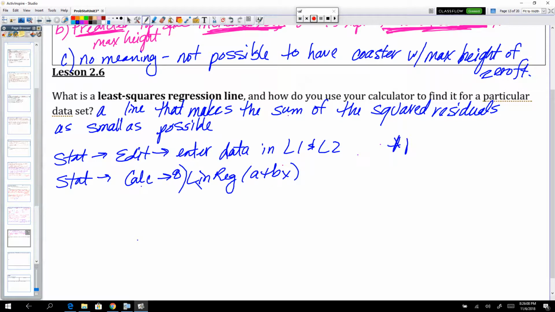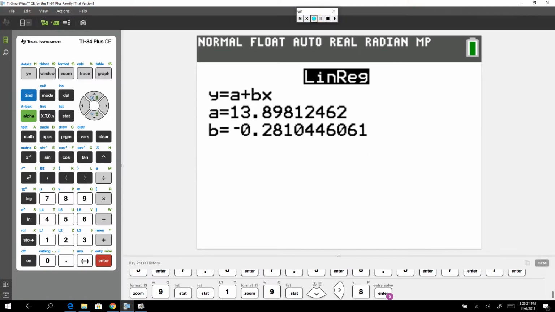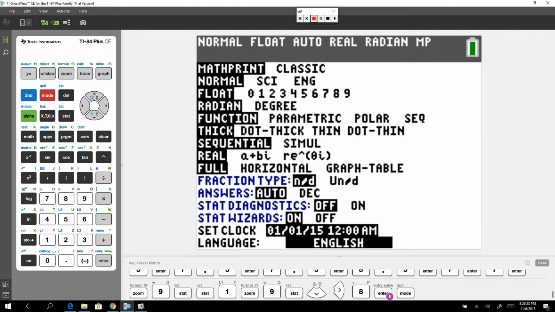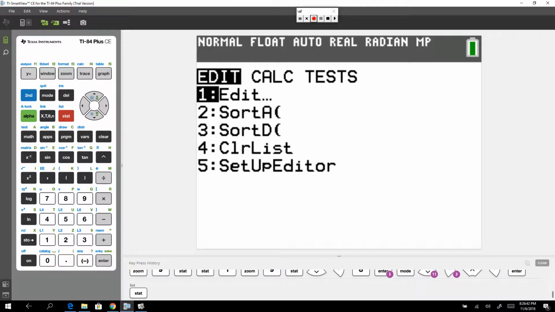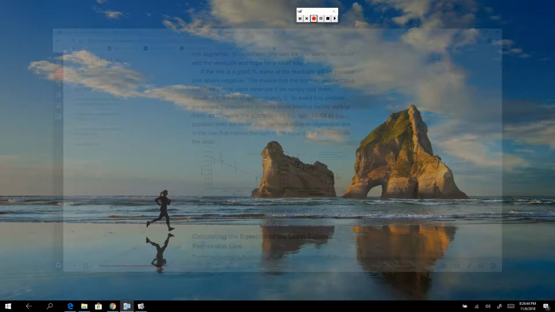We'll remind ourselves later, but certainly using the Mode button and turning stat diagnostics on will give us some great values that we probably remember from Algebra 2. So we'll be reminded of that. If you want to do that at this point, you can do it now. Turn it on.